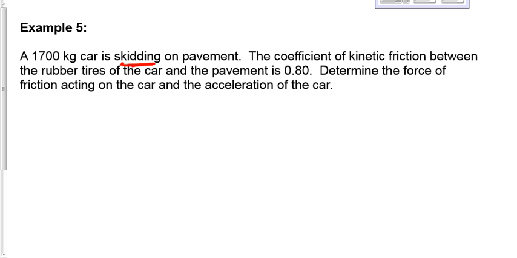Okay, so let's write down some givens here. We have a mass of 1,700 kilograms, and we have a coefficient of kinetic friction. By the way, this letter for the coefficient of friction, I should have clarified that a little bit earlier. It kind of looks like a U.